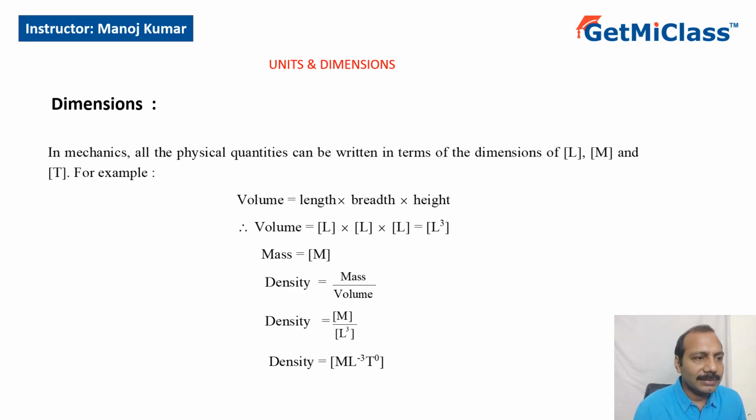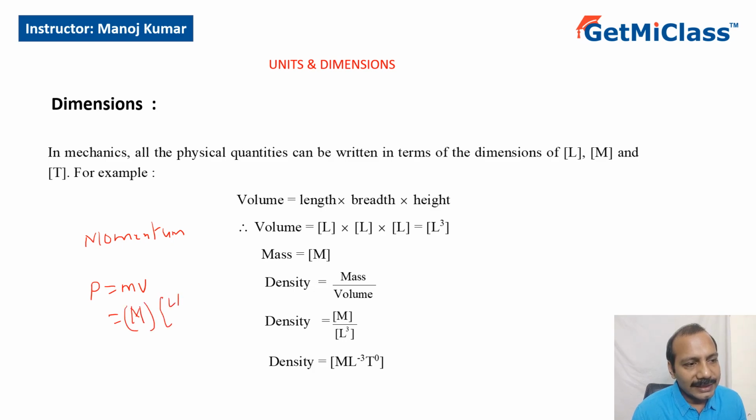Just as an example, let's find the dimensions of momentum. What is momentum? Momentum P equals, we know, mass into velocity. Mass is kilogram, so the dimension of mass is capital M. Now, velocity is meter per second, so it is length per time. So the dimensions of momentum would be M power 1, L power 1, T power minus 1, right?